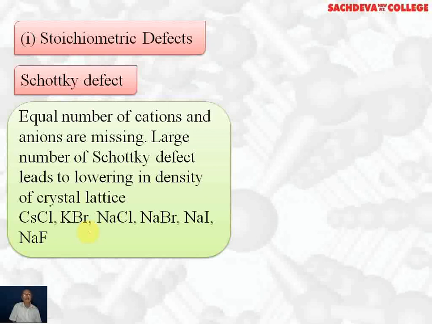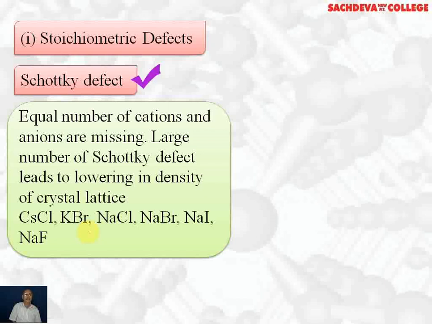Defect can be stoichiometric defect or non-stoichiometric defect. Stoichiometric defects means the composition of solid does not change. It remains the same. Now, Schottky defect is the example of stoichiometric defects. It is also called point defect. When the defect is localized over a small portion called point, they are called point defects. If it extends along a line, we call it line defects. And if it extends along a plane, it is called plane defects.